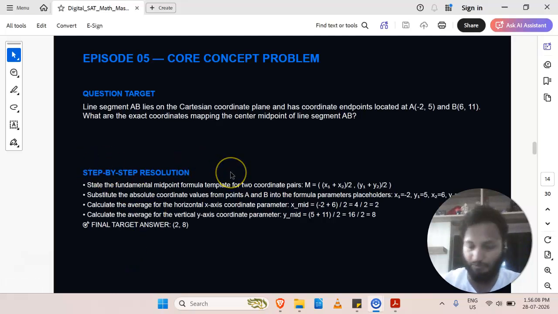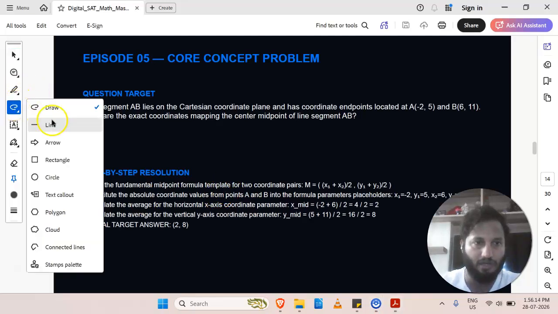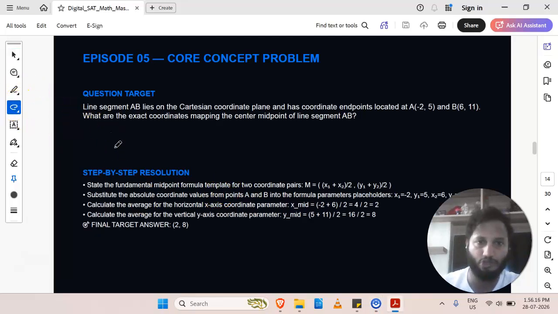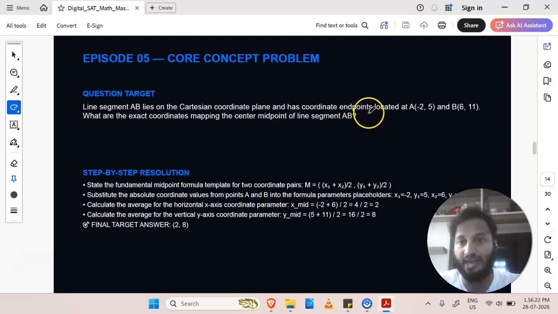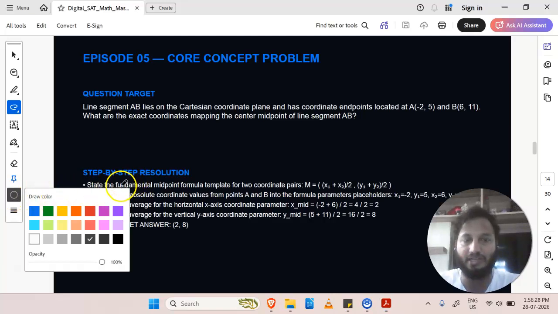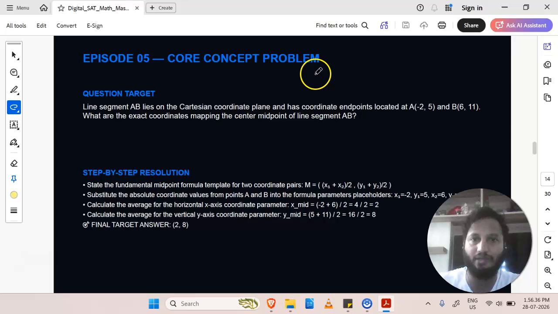So let's begin with today's problem. The first problem is here right on your screen. It's from geometry. A line segment AB lies on the Cartesian coordinate plane and has endpoints located at A(-2, 5) and B(6, 11). So what they're asking for is the exact coordinates of the midpoint of the line segment AB, which means what are the coordinates of its midpoint?